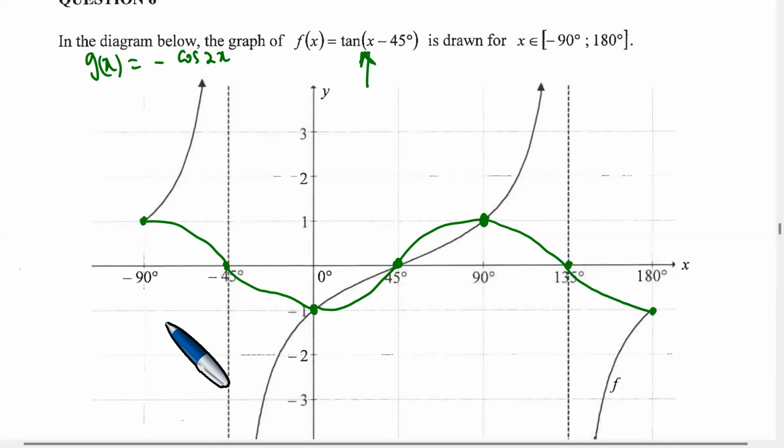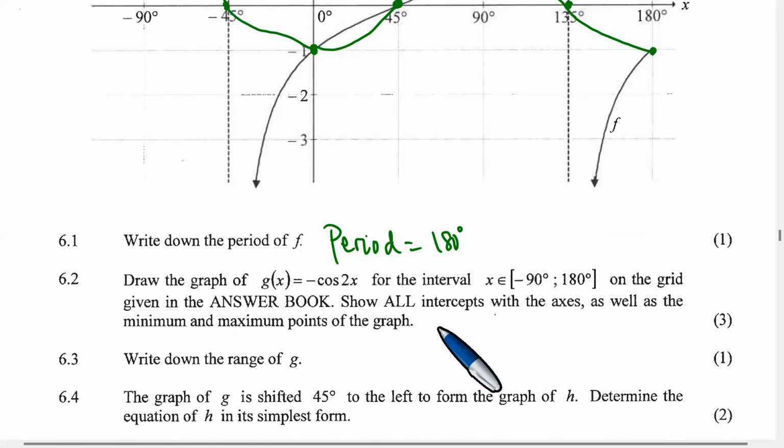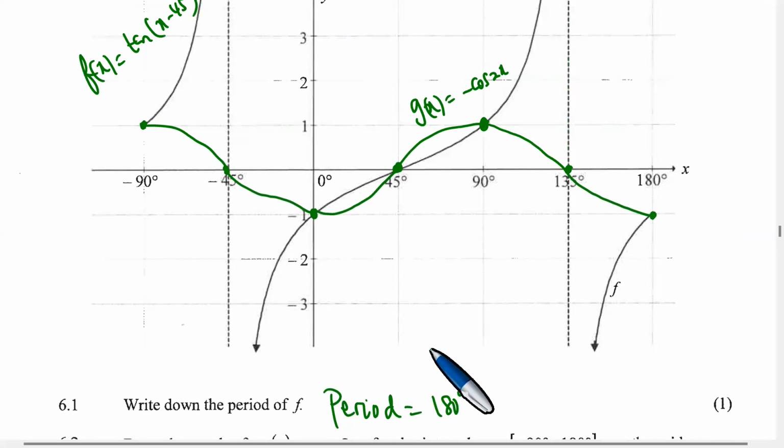Okay, we continue. We're to draw the graph. Now, the green graph I've just drawn is the graph with the defining equation minus cosine 2x. And the other one has the defining equation f of x equals the tangent of x minus 45 degrees. They said show all intercepts of the axis as well as the maximum and minimum points. So there it is. We have basically shown that, and this is enough.